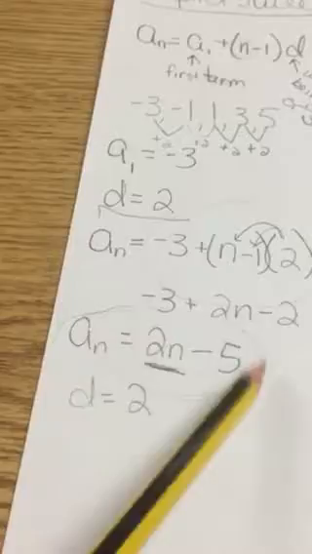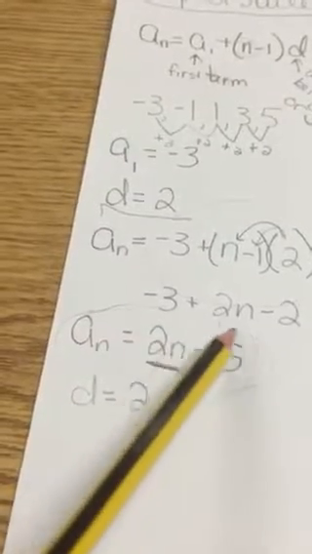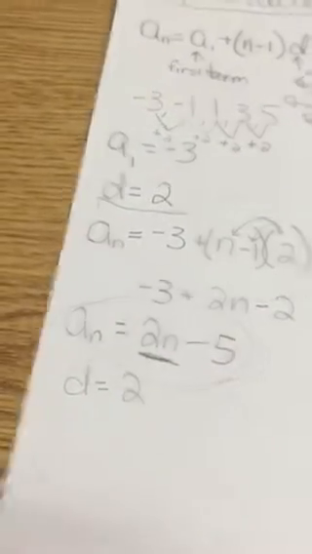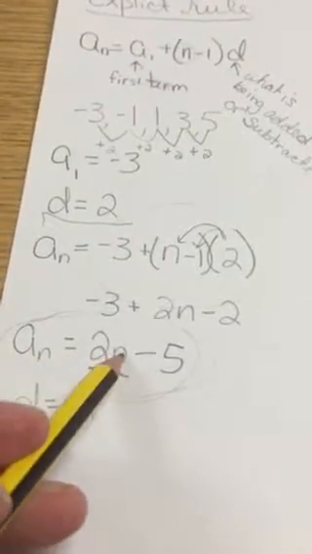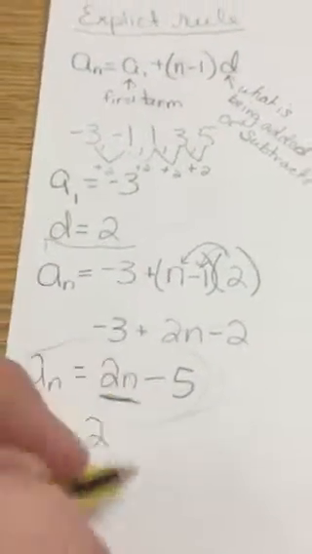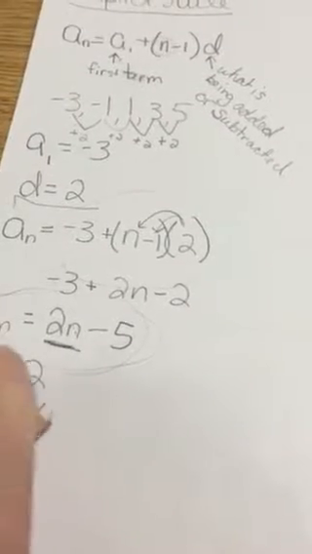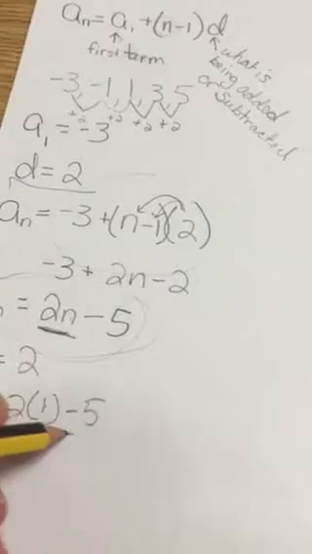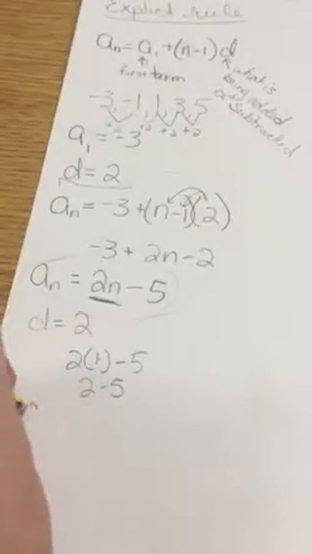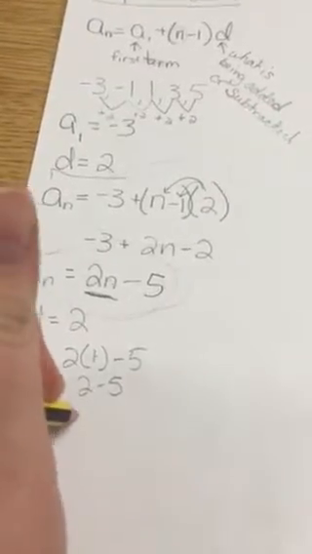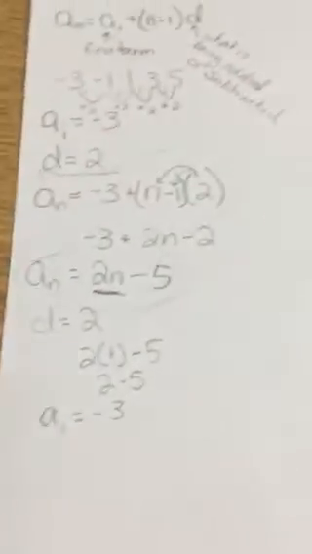No, I can't. A lot of students make the mistake of saying, oh, -5 is the starting term, but it's not. What I need to do to find the starting term is put in a 1 for n. So if I did 2 times 1 minus 5, 2 times 1 is 2, minus 5, and voila, there we go. A1 equals -3, or the first term, a sub 1 equals negative 3.